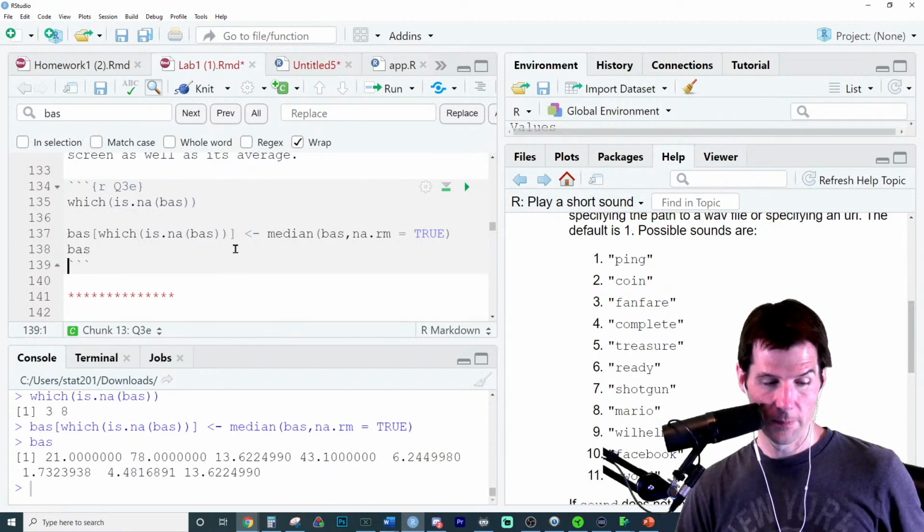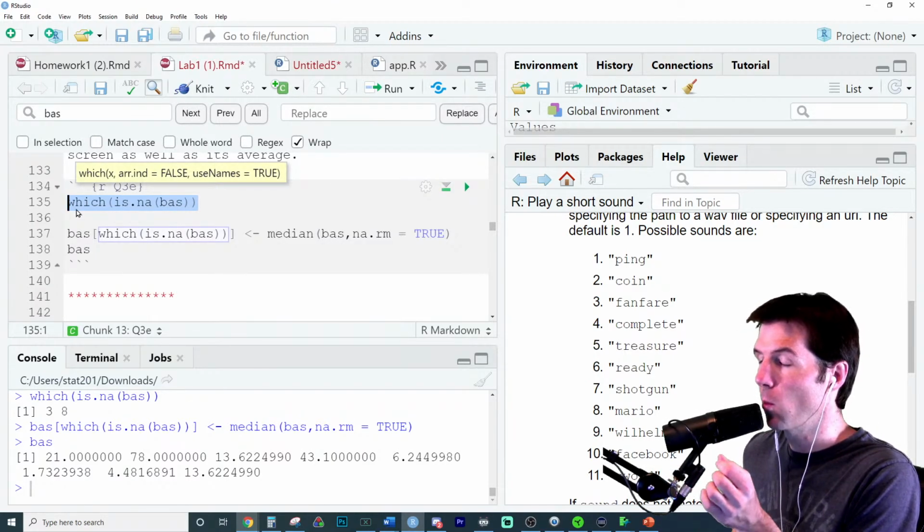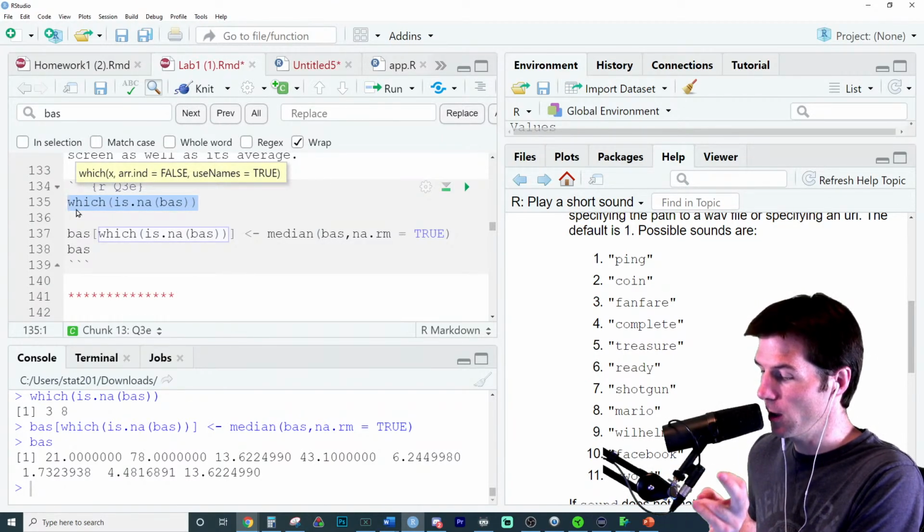So here's the thing, though. After I run this, Kiana, I've already run and replaced the NAs. What will this return? Kiana, really hard question right here.